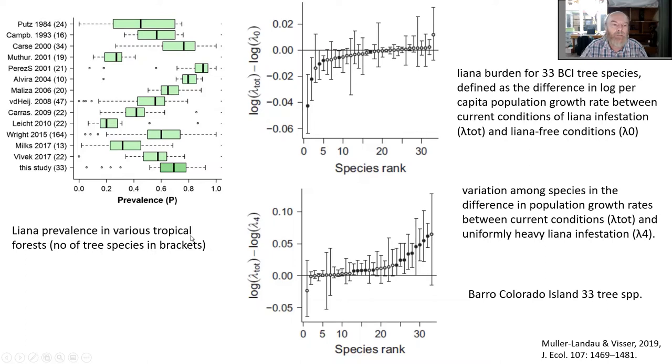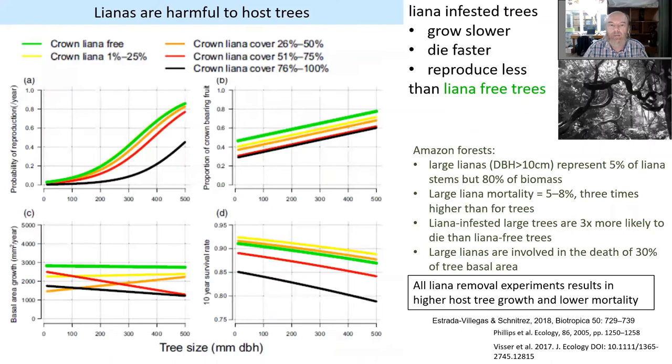And now when we leave the Barro Colorado, this is a meta-analysis of prevalence of lianas in different forests. So every line is a different forest, and the number in brackets is the number of species considered. And so when we look at a broad pattern, of course, not surprisingly, there is a lot of variability, but we can say that on average, about 50% of trees in tropical forests are attacked by lianas. Now, lianas are harmful to host trees.